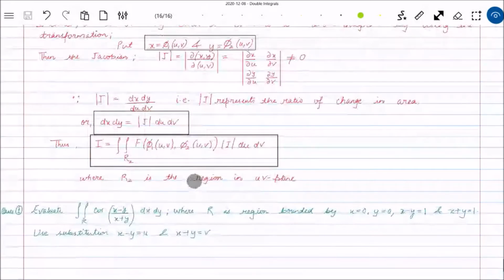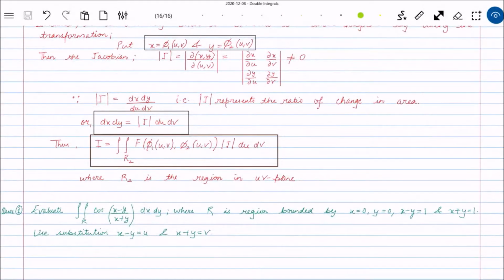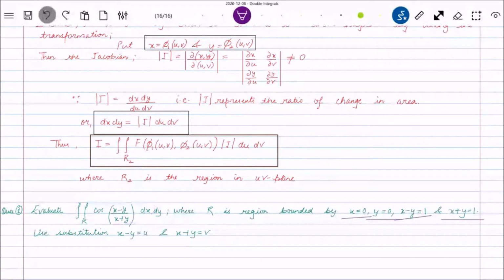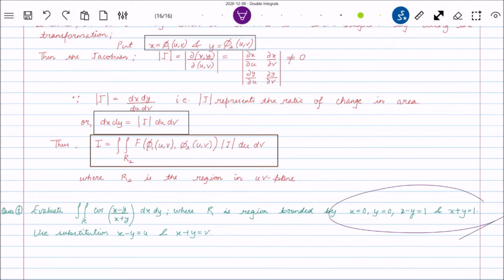Okay, so after this, this is question number 1. You can see that this is a double integral and the region is capital R, right? And R is the region bounded by x equal to 0, that is the y axis, y equal to 0, the x axis, and x minus y equal to 1 is a line, x plus y equal to 1 is also a line. So you have to evaluate this integral in the xy plane, and there will be a region R bounded by these 4 lines. Actually we will draw that.